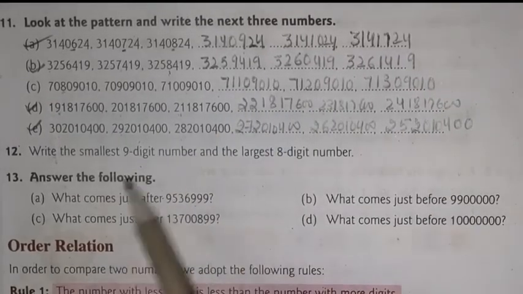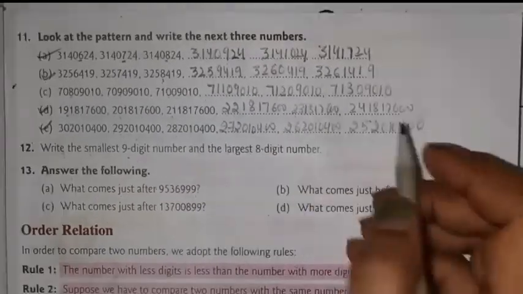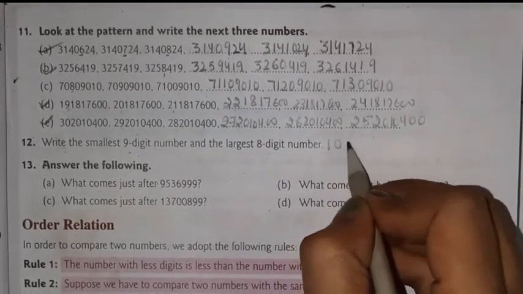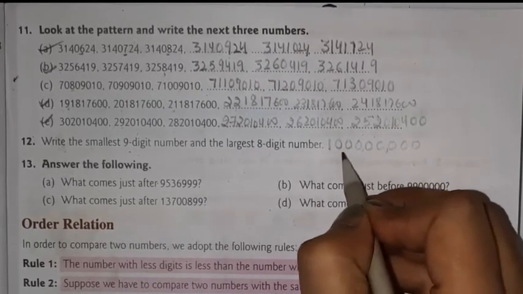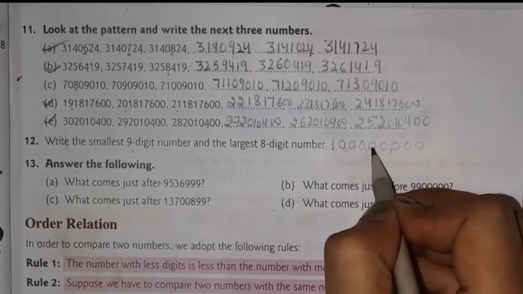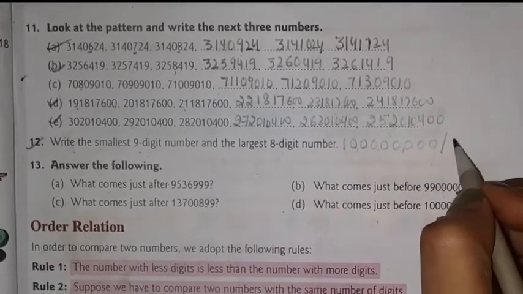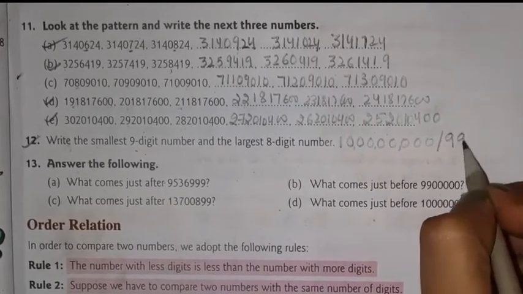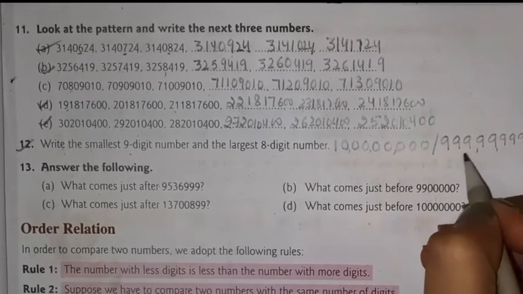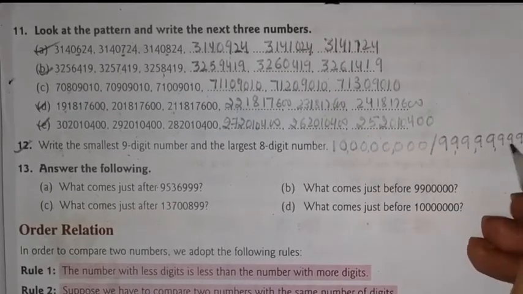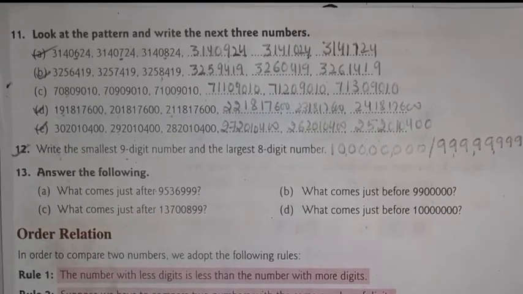Next is write the smallest 9-digit number and the largest 8-digit number. I've already told you, when we talk about smallest, it starts with 1 and largest starts with 9. Smallest 9-digit number will be 123456789. So it is ones, tens, hundreds, thousands, 10,000, lakh, 10 lakh, crore, 10 crore. Then largest 8-digit number, largest means 9, so 99999999. Ones, tens, hundreds, thousands, 10,000, lakh, 10 lakh and crore. So it will be 9 crore.